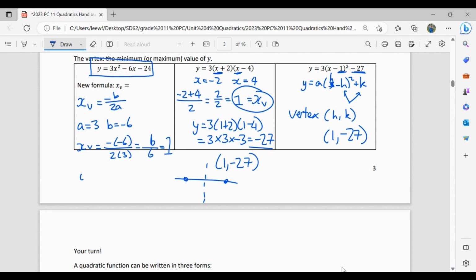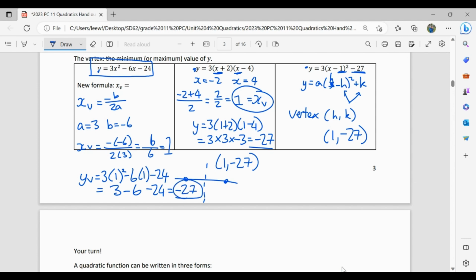And once we found out the x-coordinate of the vertex, the y-coordinate we find by substituting the value of x into whatever form of formula we like. We can substitute the 1 into the polynomial form, or to the factored form, or to the completed square form. And we get, in polynomial form, 3 times 1, which is 3, minus 6 times 1, minus 24, which is minus 27.